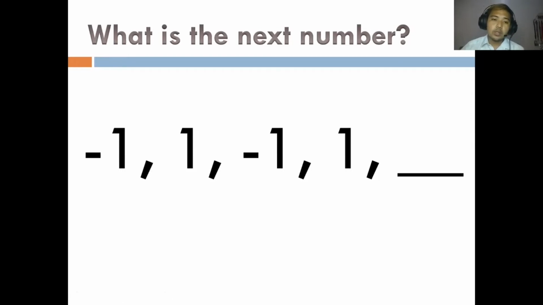Negative 1 times negative 1 is positive 1. Then positive 1 times negative 1 is negative 1. Negative 1 times negative 1 is positive 1. So positive 1 times negative 1 is negative 1. So therefore, the pattern is times negative 1. Sorry, that was a bit confusing.